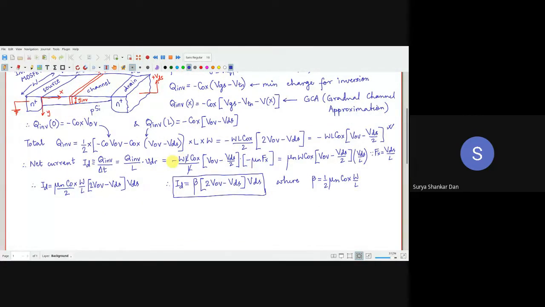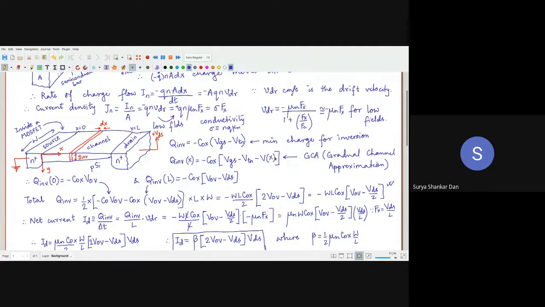Now we are happy. This minus and minus will cancel. Okay. Now you will be having mu n W Cox (VOV minus VDS by 2), and here the fx, what was fx? fx was the field along the x direction. I have told you, it is nothing but the VDS voltage.